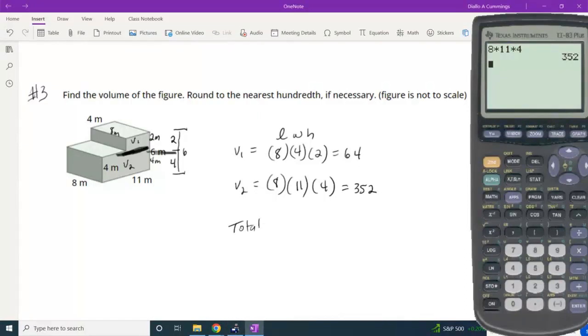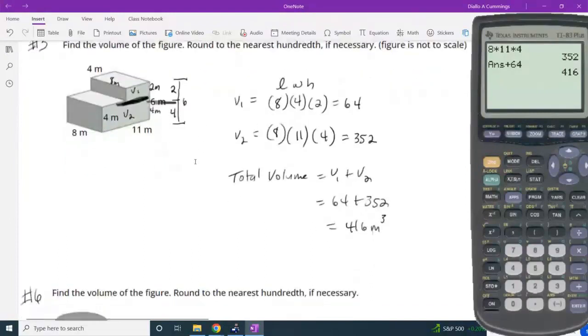Now, in order to find the total volume, we're going to add V1 plus V2. So 64 plus 352 should give us 416 cubic meters. So we had to split that object up into 2 objects. All right, any questions about number 3? I believe there was another one on there where you had to do the same concept, split it up into 3 shapes.